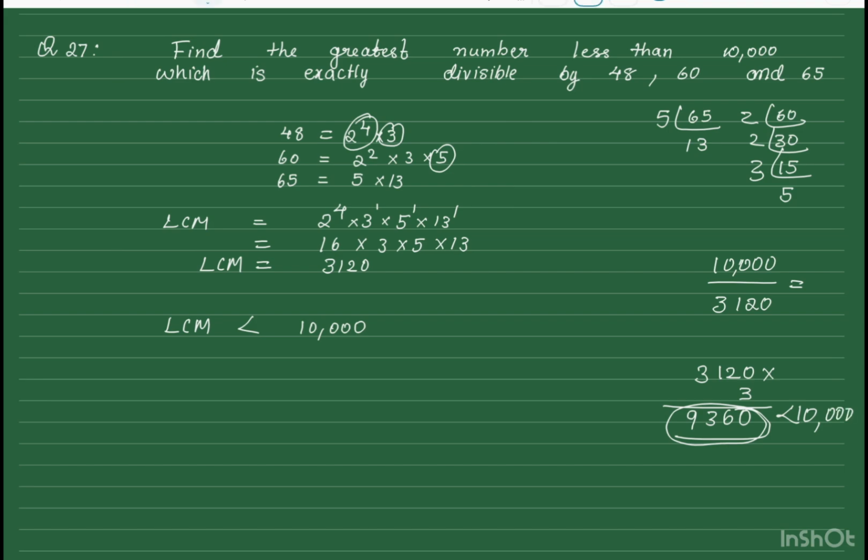So we get 9,360, which is the greatest number exactly divisible by 48, 60, and 65, and less than 10,000.